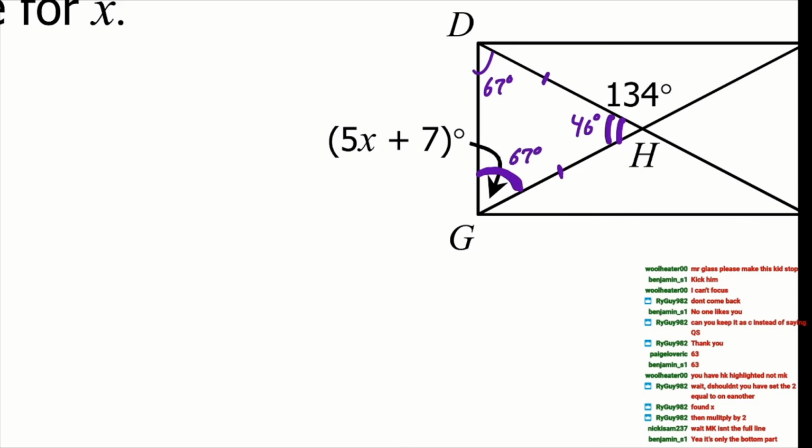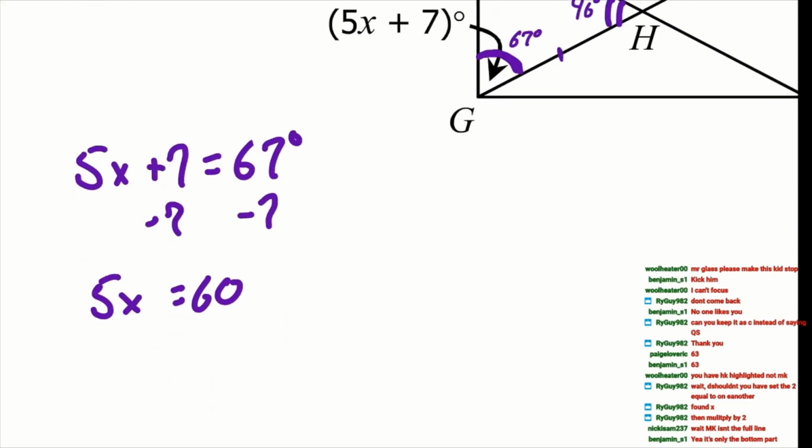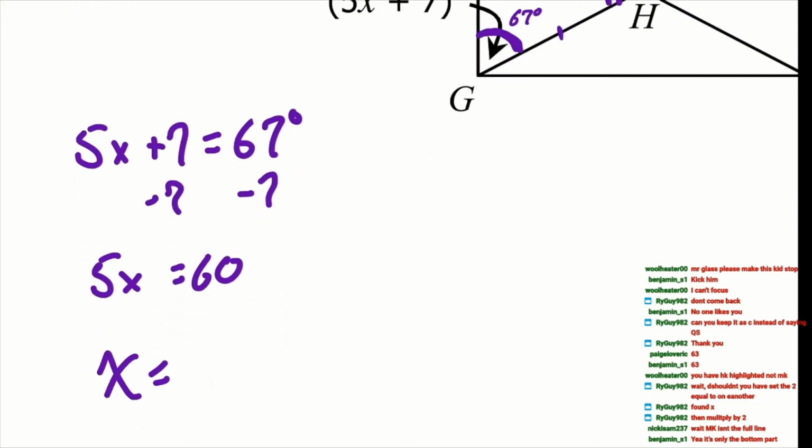Now that we know that that angle is 67, we know what we can set that 5x plus 7 equal to. So 5x plus 7 is equal to 67 degrees. Subtract 7 from both sides, and we get 5x equals 60 for a final answer of x is equal to 12.